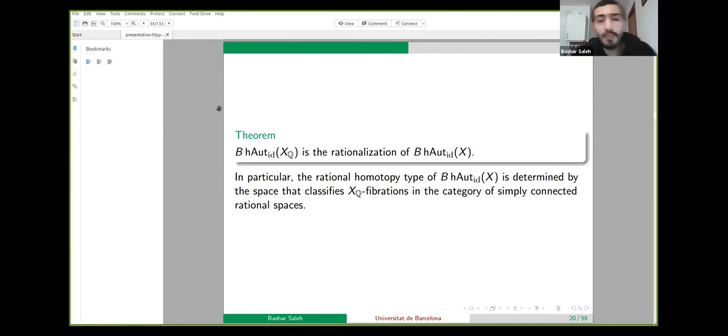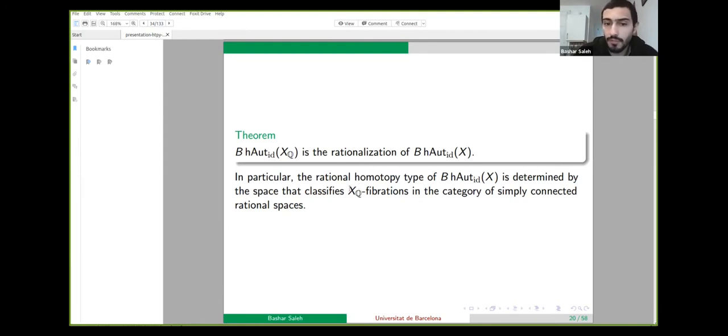And there's a theorem saying that the classifying space of the homotopy automorphisms of X, taking the identity component, is the rationalization of this unrationalized version. So in particular, the rational homotopy type of this space is determined by this space, and this space classifies all X_Q fibrations in the category of simply connected rational spaces.